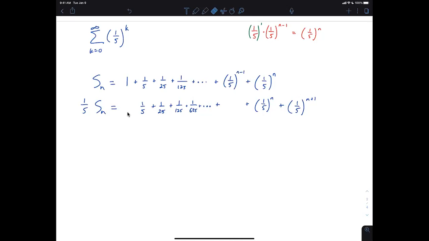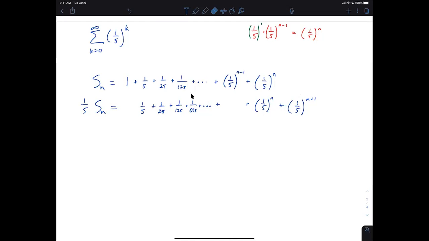Like, should there be a 1 down here? No, because there was nothing before this. Remember that 1/5 times 1 got me this one. So there's not anything underneath this. Should there be a 1/625, or is there a 1/625 above that one? What do you guys think?